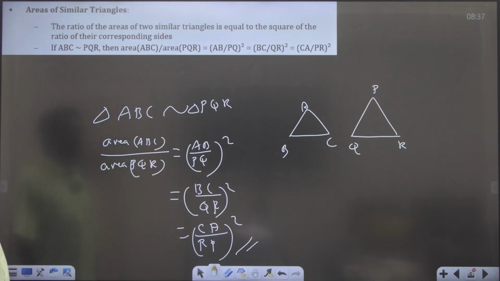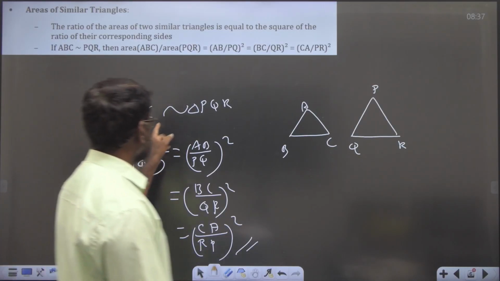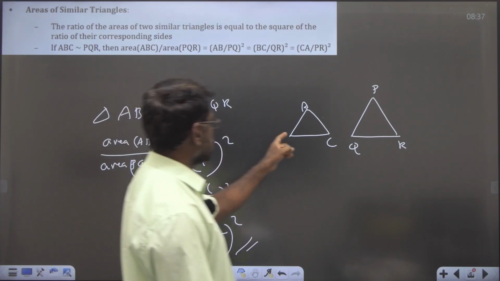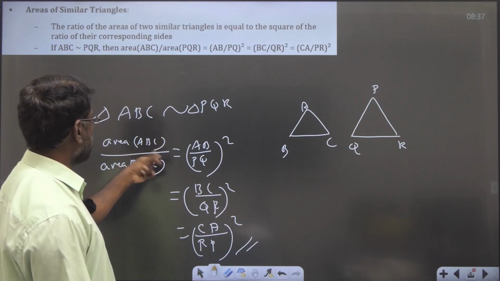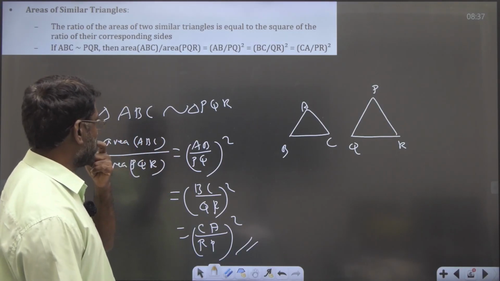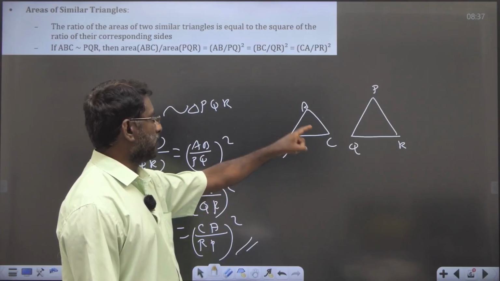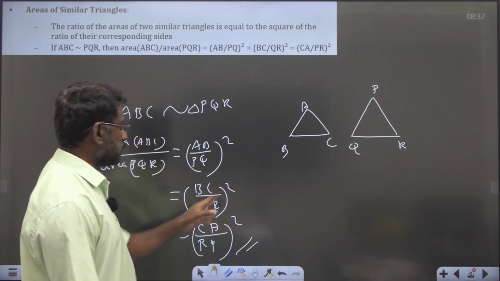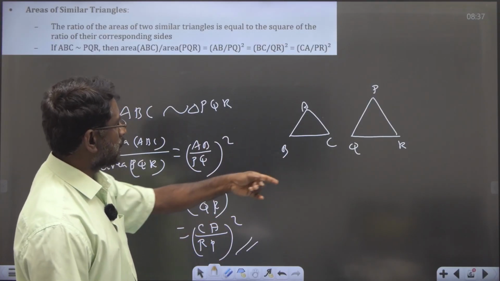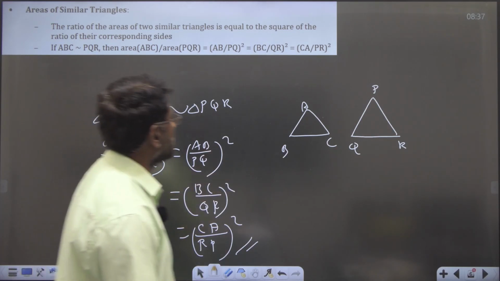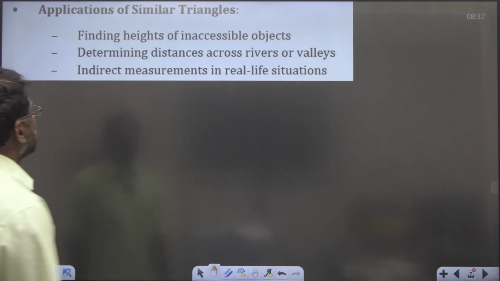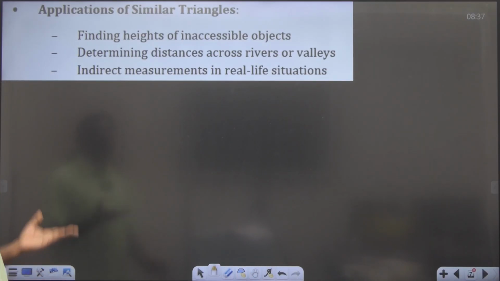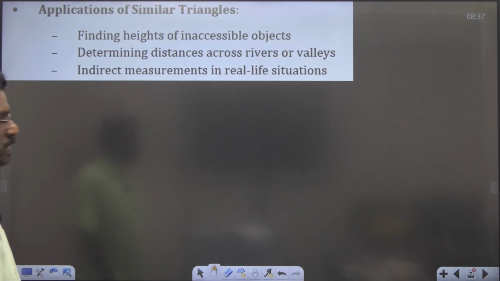In similar triangles, this is the concept. Suppose triangle ABC is similar to triangle PQR. Then the ratio between the areas, that means the area of triangle ABC divided by the area of triangle PQR, is equal to (AB by PQ) whole square, or (BC by QR) whole square, or (CA by RP) whole square. Very important theorem. Applications of similar triangles we will discuss later. So many questions are there, we will do these questions later.